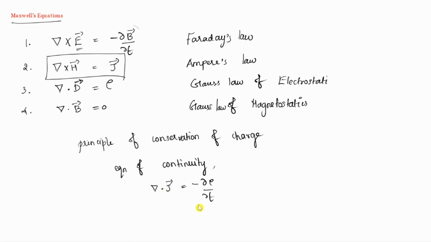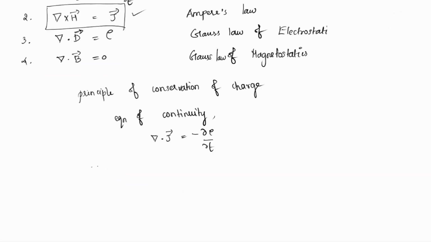In order to check the equation of continuity in Ampere's law, let us take del dot on both sides. Let us rewrite Ampere's law: del cross H is equal to J vector, and in this equation let us apply divergence on both sides. So del dot del cross H is equal to del dot J. Based upon the equation of continuity, we must get the answer as minus dou rho by dou T. But based upon the vector identity, del dot del cross H, that is, divergence of curl of any vector, will be equal to 0.